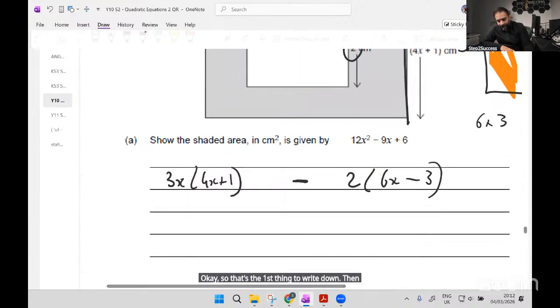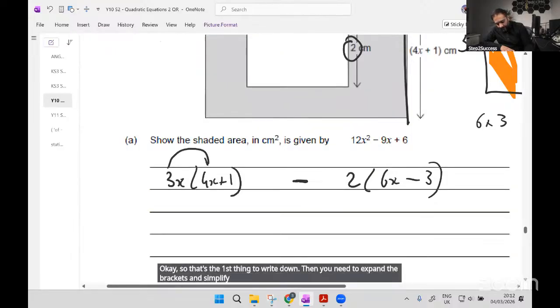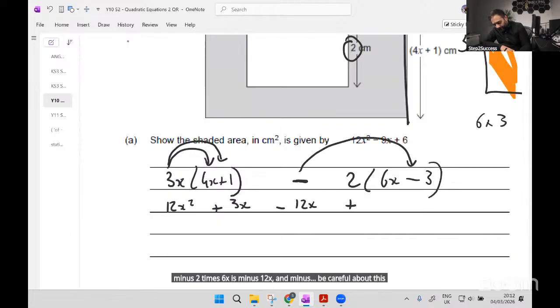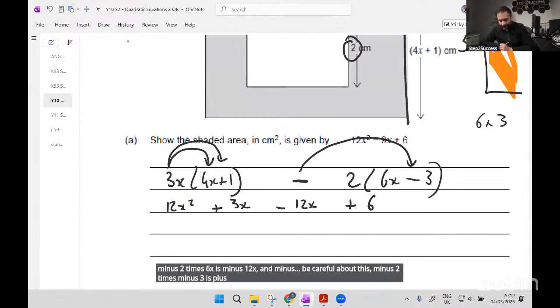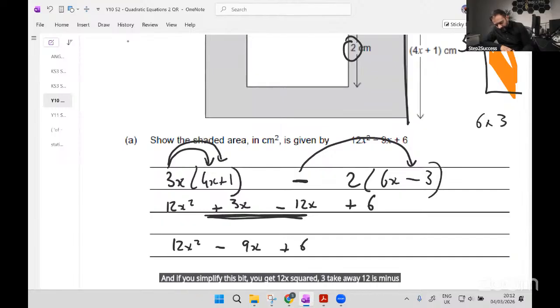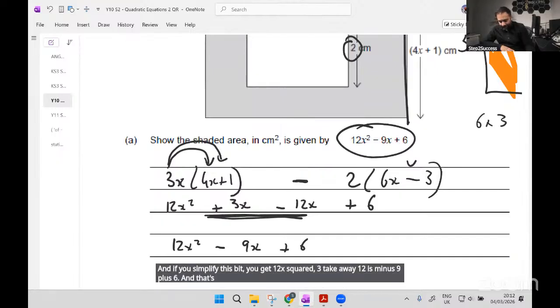Then you need to expand the brackets and simplify. 3x times 4x is 12x squared. 3x times 1 is 3x. Minus 2 times 6x is minus 12x. And be careful about this, minus 2 times minus 3 is plus 6. Very easy to go wrong there. And if you simplify this bit, you get 12x squared, 3 take away 12 is minus 9, plus 6. And that's ended up with this.